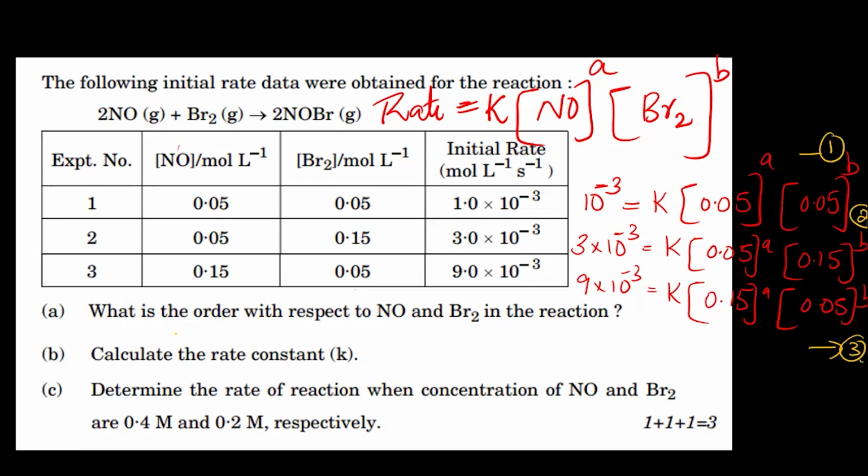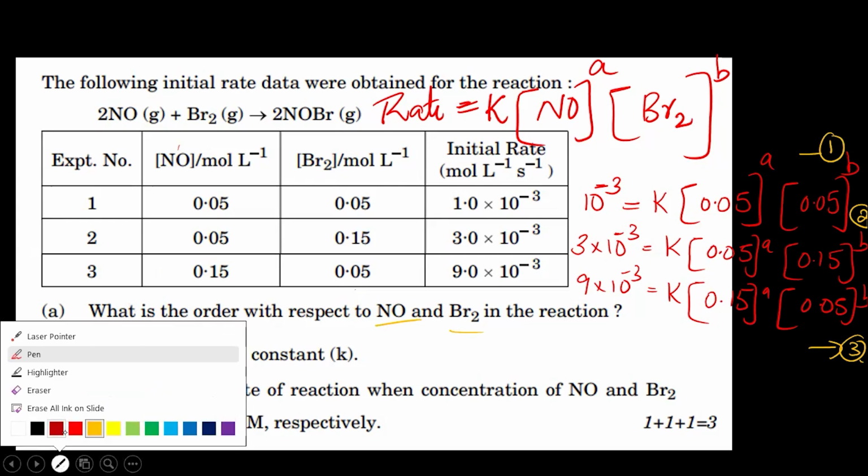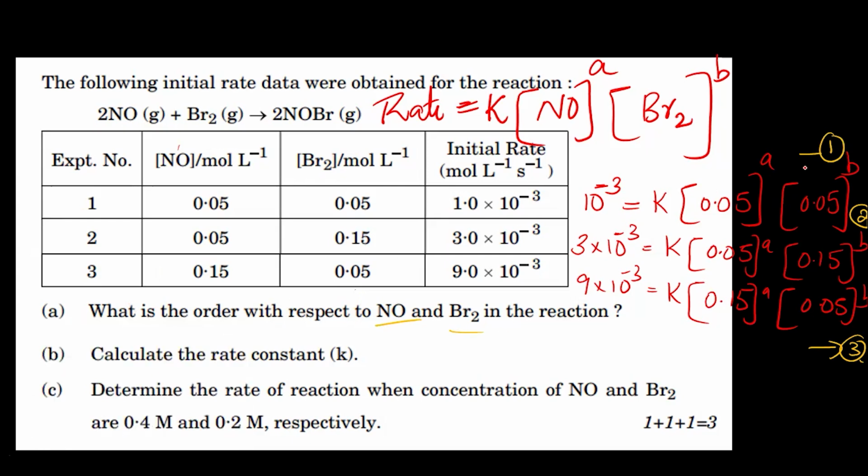Now you have to find the order with respect to NO and Br2. So what do you have to do? For that purpose, you have to find this A and B, so that you will get the order with respect to NO and Br2. You are given three equations here, so you have to compare the equations so that you will get A and B.